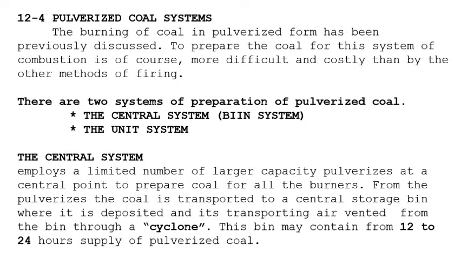So the central system employs a limited number of larger capacity pulverizers at a central point to prepare coal for all the burners. From the pulverizers the coal is transported to a central storage bin where it is deposited, and its transporting air is vented from the bin through a cyclone. This bin may contain from 12 to 24 hours' supply of pulverized coal.